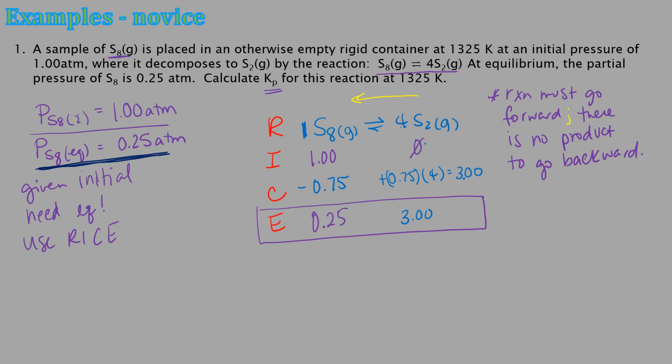Okay, so now I can find my Kp. It's going to be 3 to the 4th divided by 0.25. And so my answer is 324.